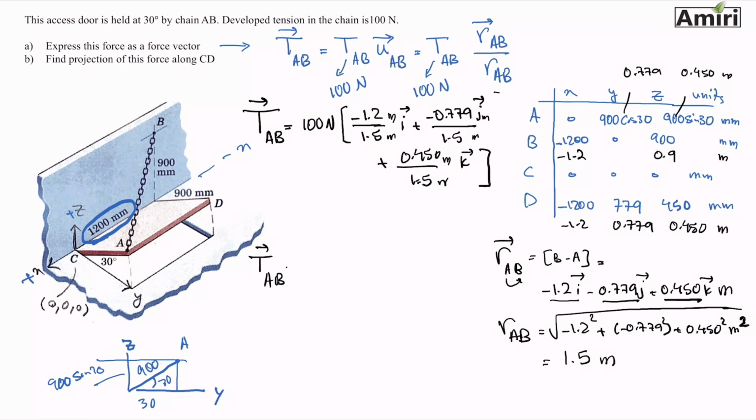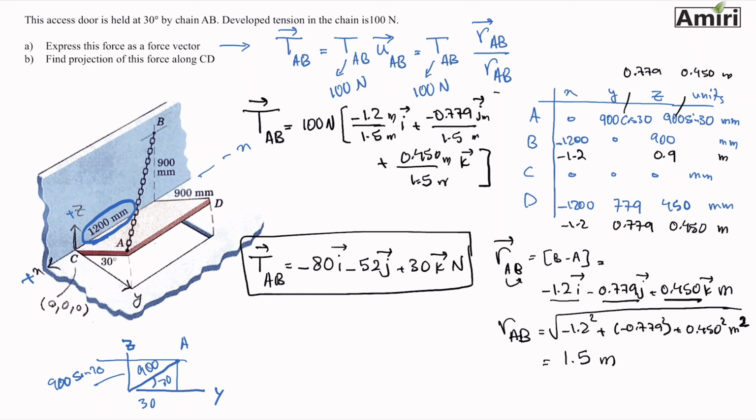If you do the math, you should get minus 80I minus 52J plus 30K, and that is in newtons. So that is for part A: express this force as a force vector. We did it. All right, part B says, find the projection of this force along CD.